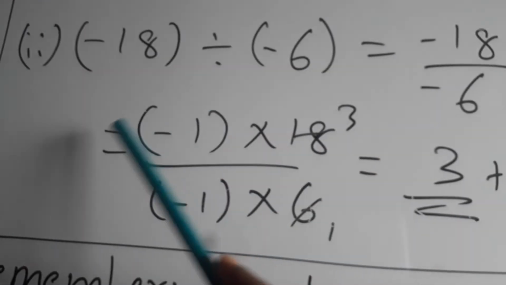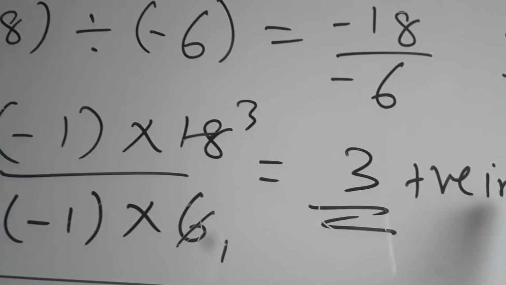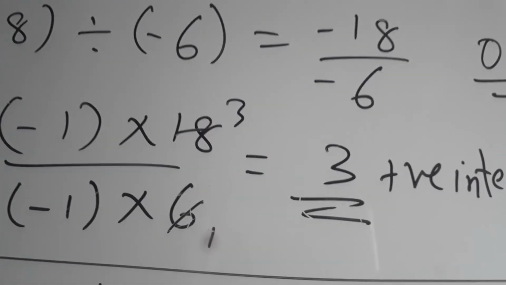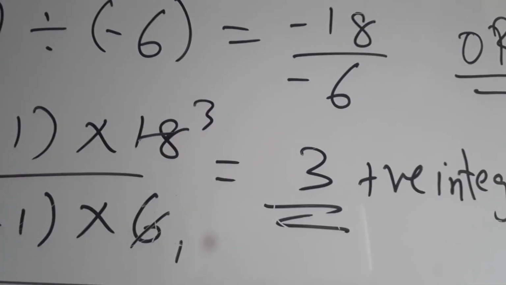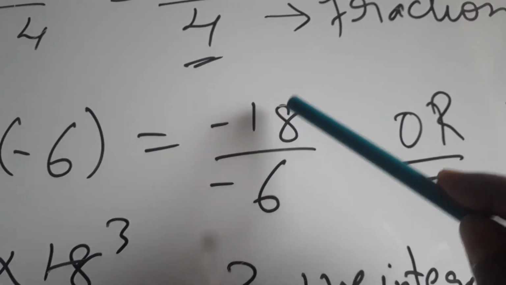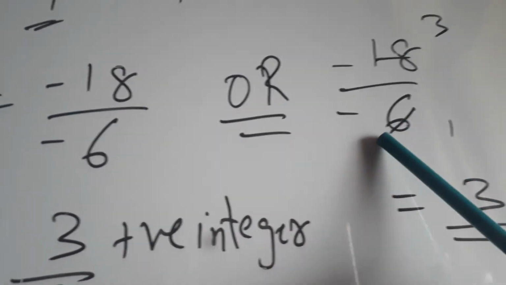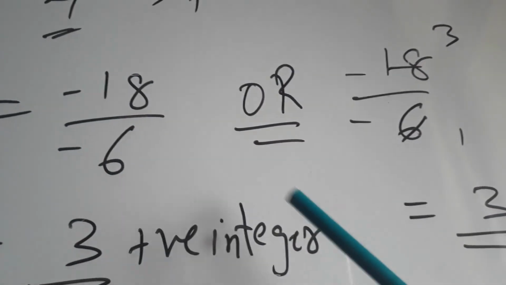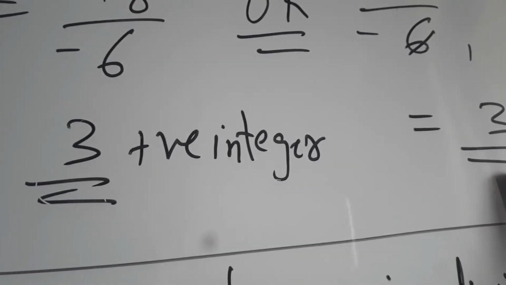If you want, you can do this part directly. Once you have understood that a negative integer upon a negative integer gives me a positive sign, you can go directly for minus 18 upon minus 6. Directly you can go for 18 upon 6. Minus minus gets cancelled. 6 ones are 6, 6 threes are 18. So 3 is your positive integer.